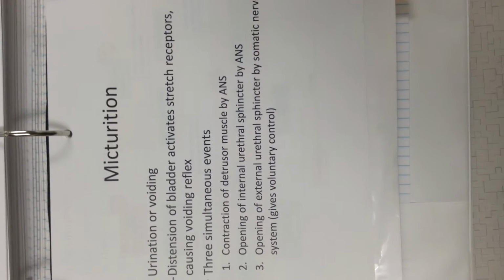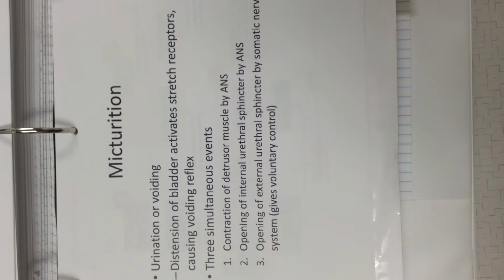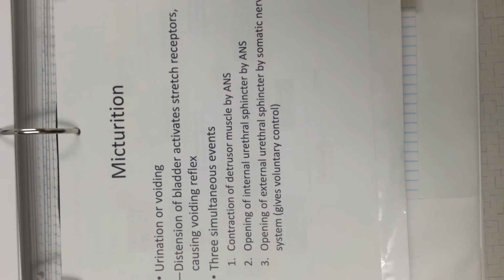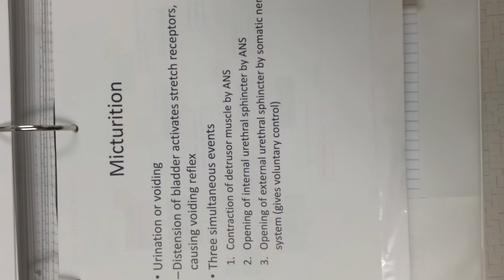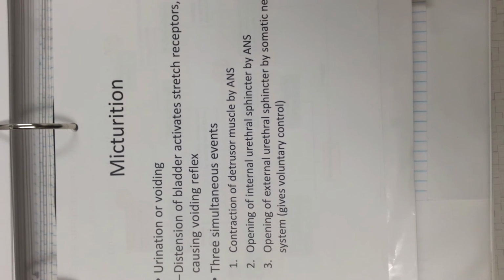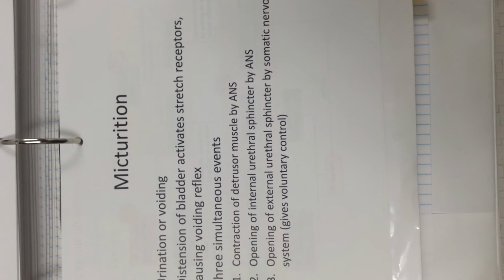So we have micturition here, urination or voiding. Distension of the bladder activates stretch receptors, causing the voiding reflex. Three simultaneous events happen here: contraction of the detrusor muscle by the ANS, opening of the internal urethral sphincter by the ANS again, and opening of the external urethral sphincter by the somatic nervous system, which gives voluntary control.